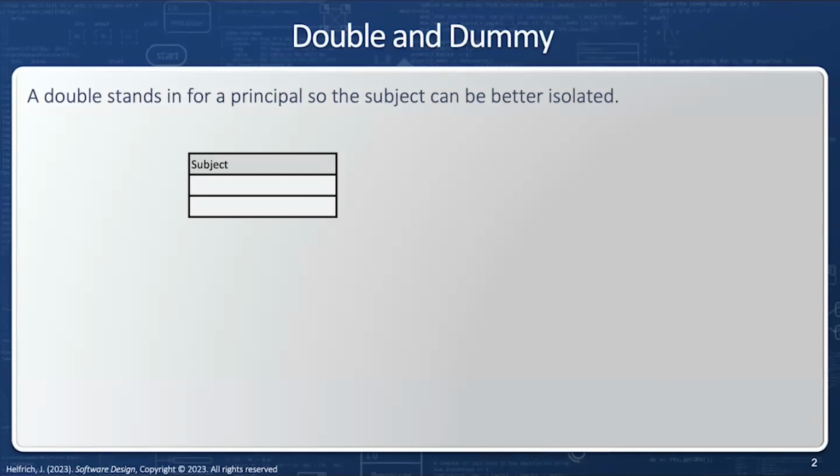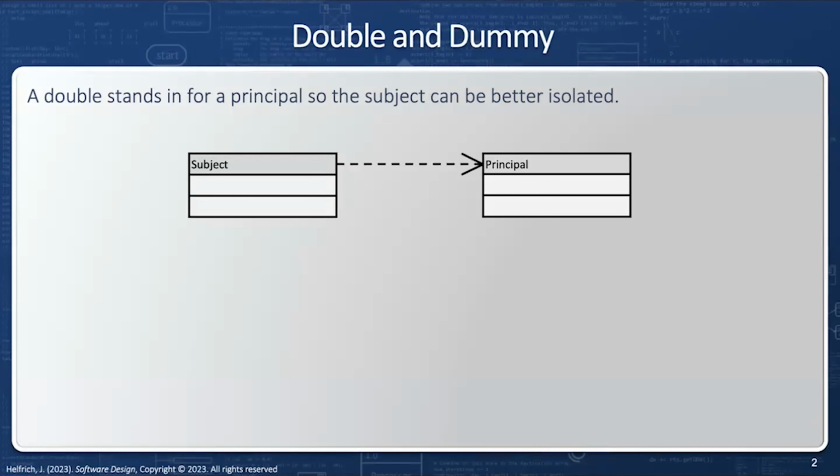So we start with the subject, and this is the class we want to test. Now, unfortunately, the subject has a dependency on some other class, and we'll call this the principal. And how is this dependency? It could be inheritance, it could be composition, it could be aggregation. Right now, it's just a relationship.